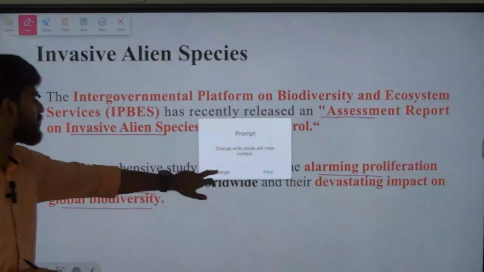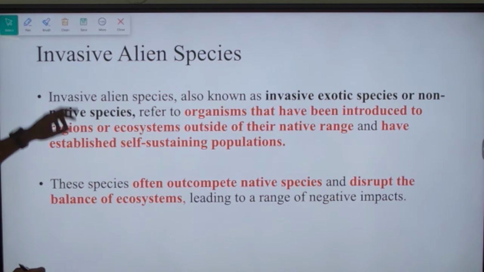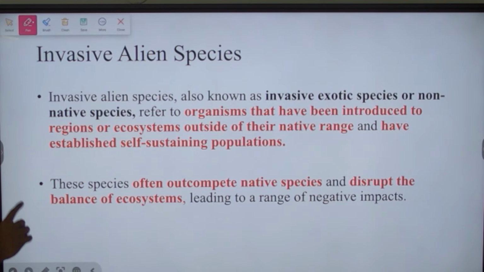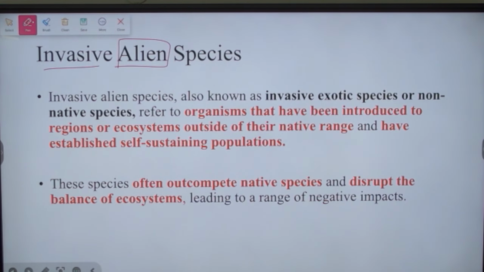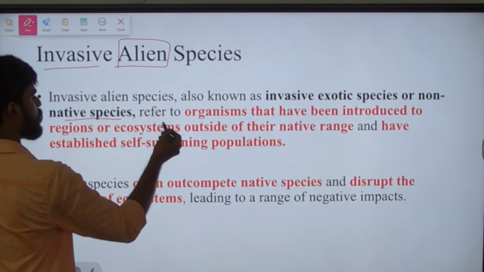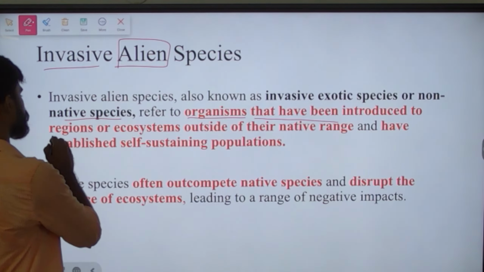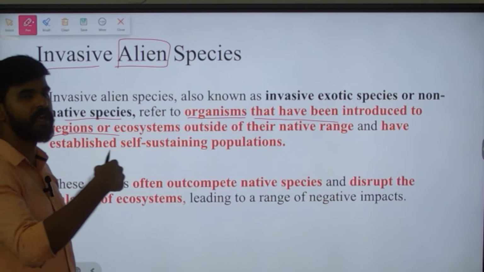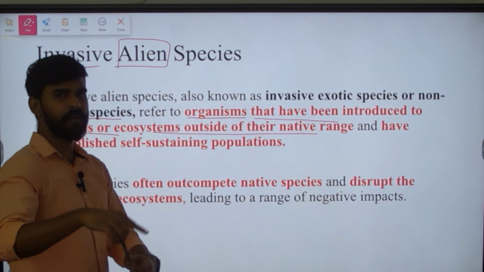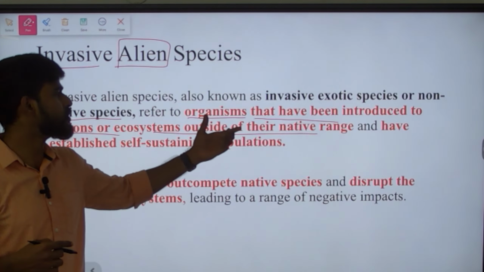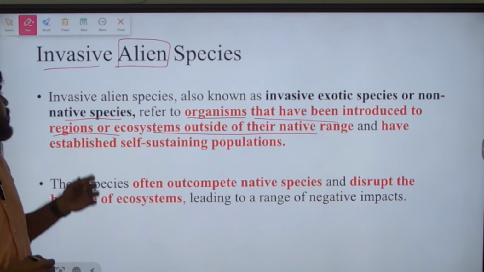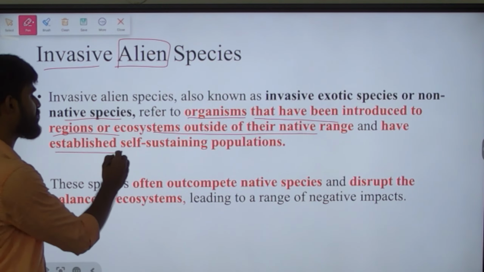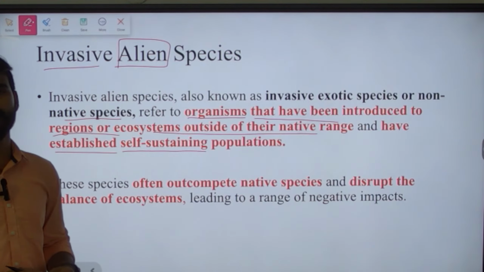Let us get into the details of the report, and also we'll understand what invasive species is in detail. They are also called invasive exotic species. Invasive alien. Alien means foreign. Invasive. Why is it invasive? Let us understand. These are organisms, also called non-native species, that have been introduced into a region or ecosystem outside of their native range. Each and every organism has its own native range, but if they are introduced into a region or ecosystem outside their native range, such species are called invasive alien species, and they are established as a self-sustaining population. This is also important.